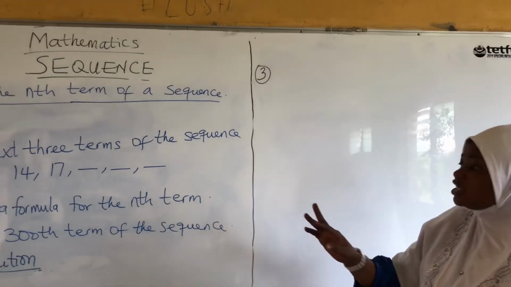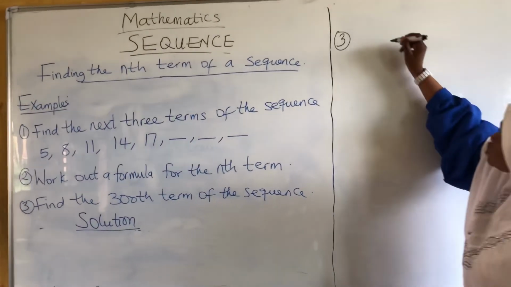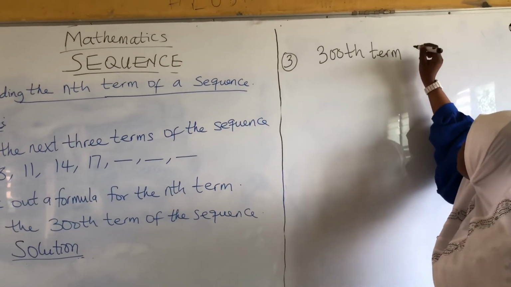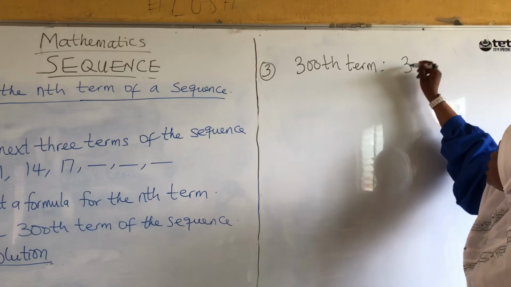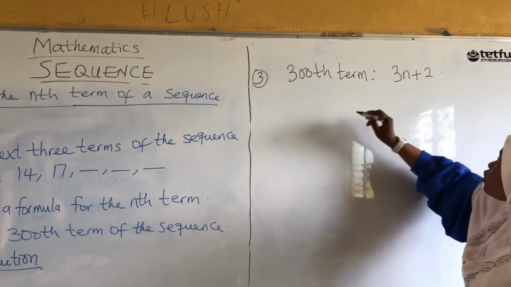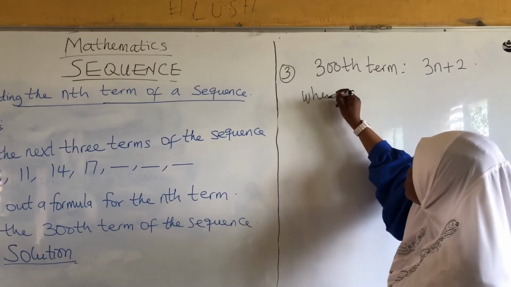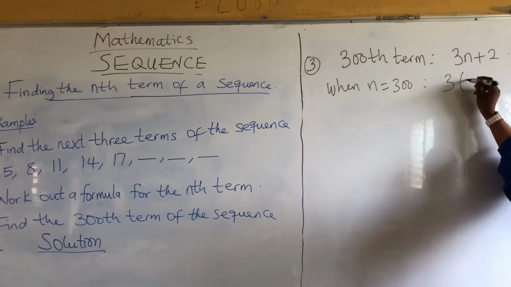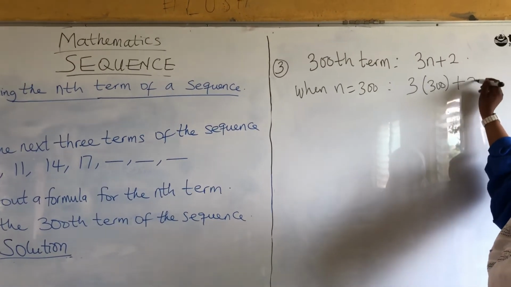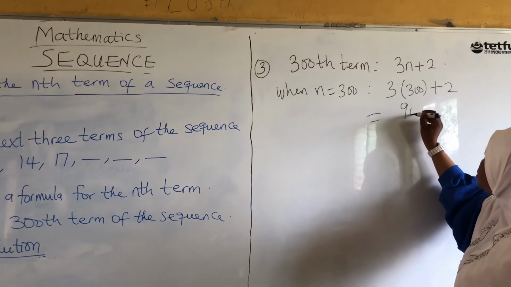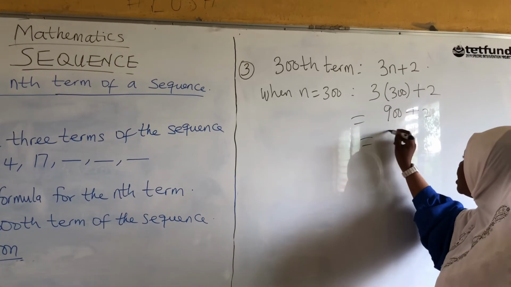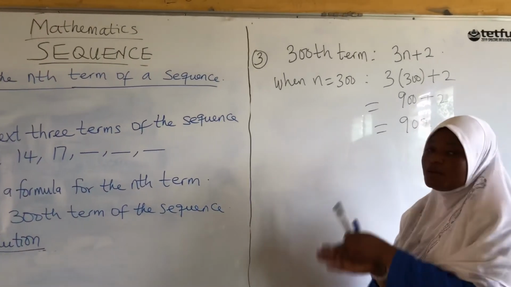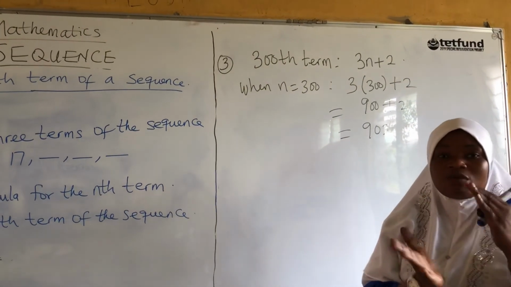Example 3: find the 300th term of the sequence. To find the 300th term, since we know the formula, we can quickly say 3n plus 2, where n is equal to 300. So we have 3 multiplied by 300 plus 2, which is equal to 900 plus 2, and that is equal to 902. So that is how to find the nth term of a sequence. We have generated a formula for it.